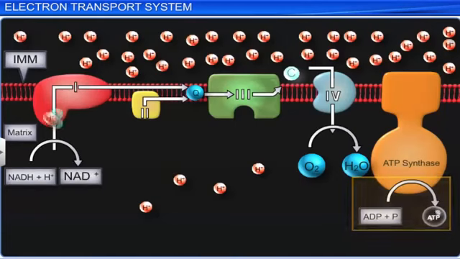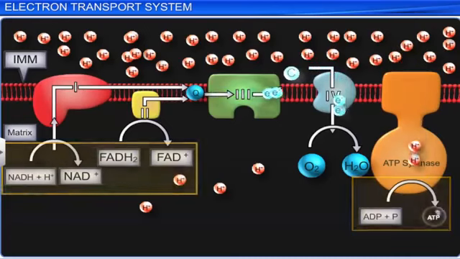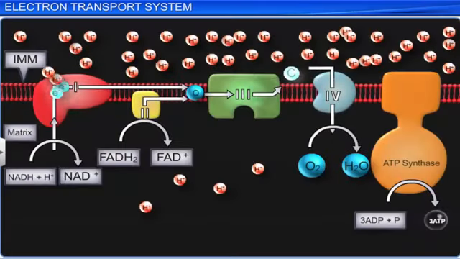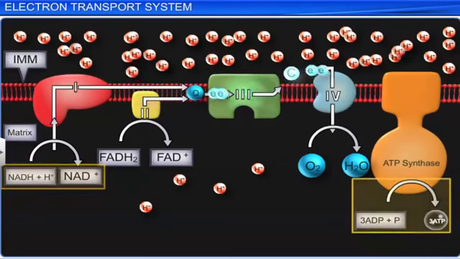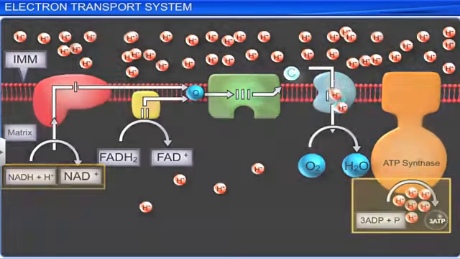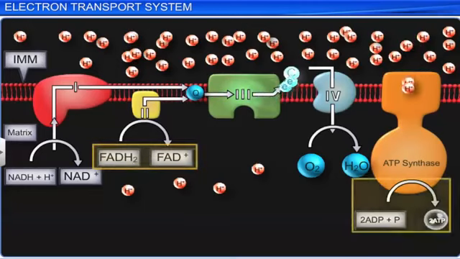The number of ATP molecules synthesized through ATP synthase depends on the nature of the electron donor. For example, oxidation of NADH plus H plus results in 3 molecules of ATP, whereas oxidation of FADH2 results in 2 molecules of ATP.